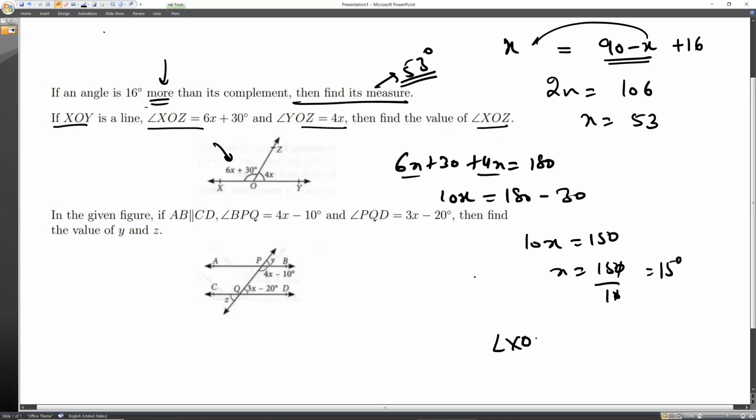So angle XOZ will be equal to how much? 6x plus 30, so it will be 6 into 15 plus 30. 6 into 15 is 90, 90 plus 30, you will get 120 degrees. Got it?